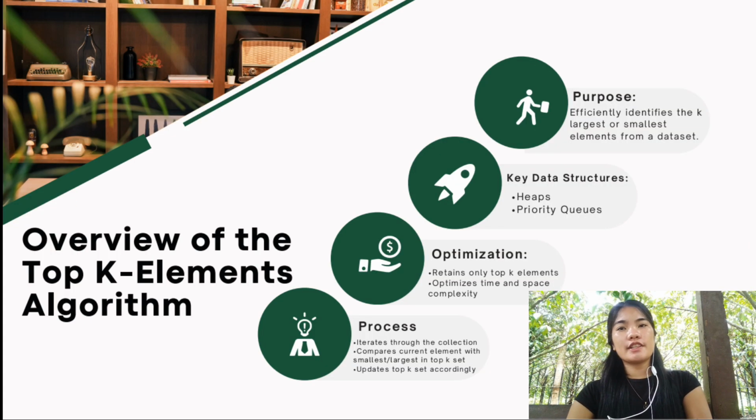Next, let's proceed to the slide of the overview of our chosen algorithm. For the purpose, this algorithm efficiently identifies the K largest or smallest elements from the dataset. The primary goal is to quickly find the most significant elements in the dataset, whether they are the largest or the smallest.